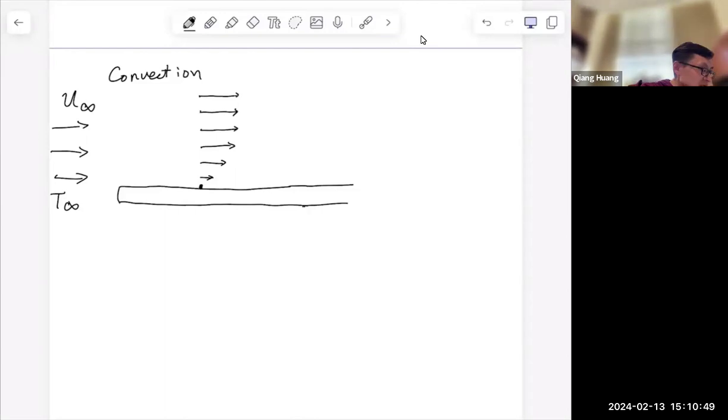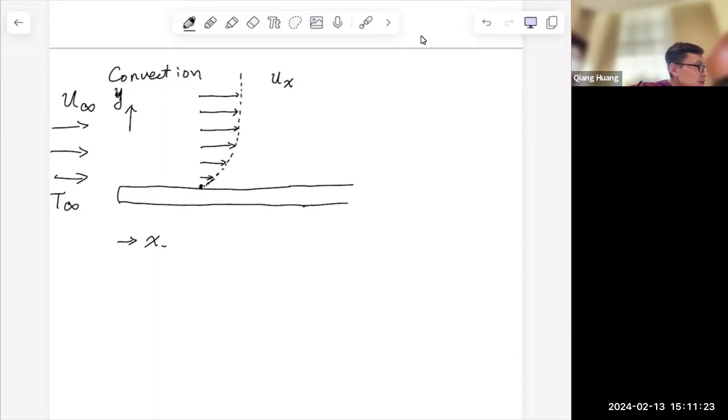So this is basically the y-axis, and this is the x-axis, right? And as you can see, the velocity in the x direction is a function of y, the location in the y direction. And if we draw an outline of this velocity, the velocity profile looks like this dotted line.